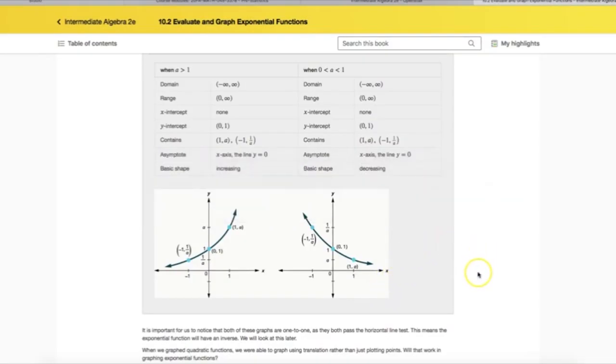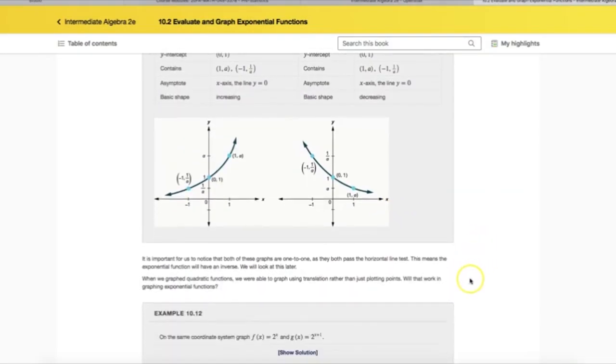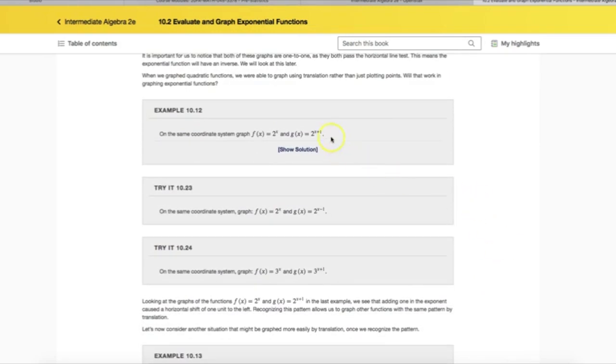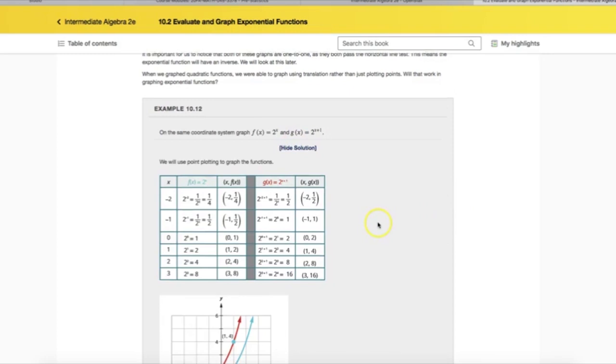So we've now covered the two main types of exponential functions, those with growth and those with decay. Now, over here, the book switches to talking about how you can look at what happens when you change the input a little bit, when you add one or subtract one to the input. Okay, let me just quickly show you what happens.